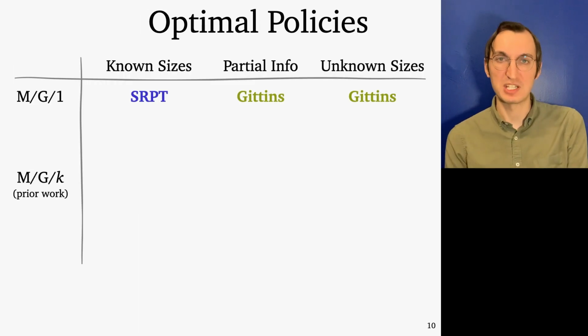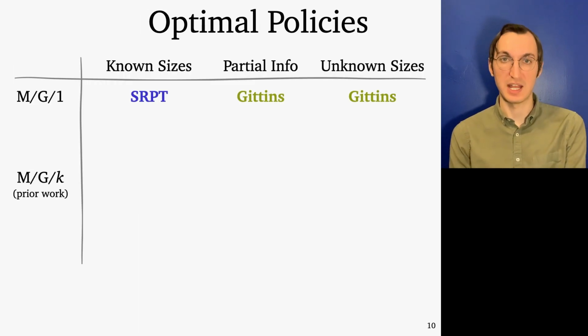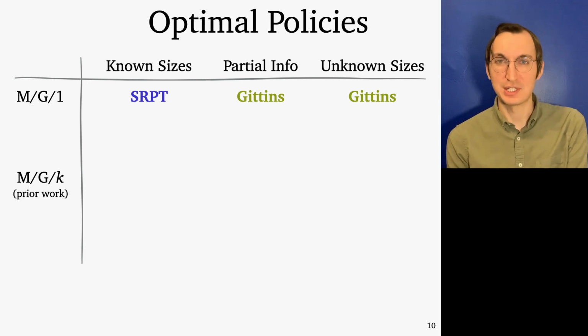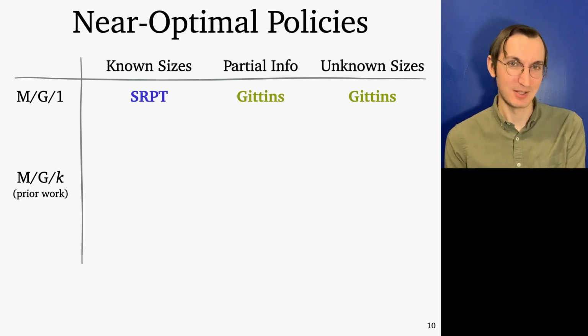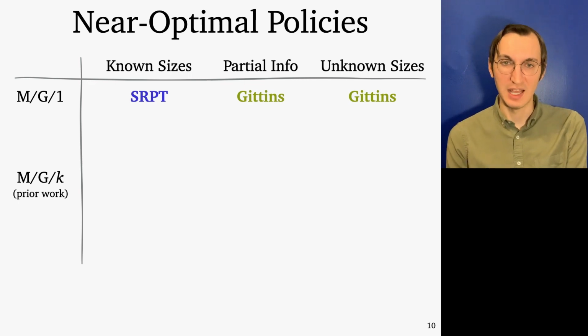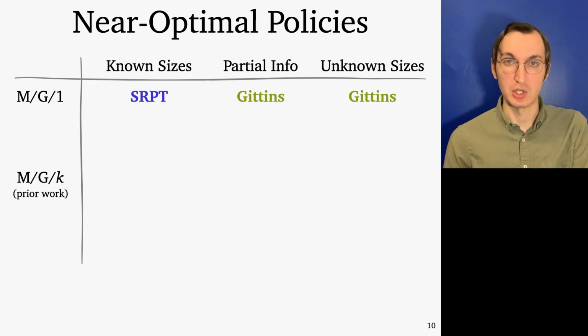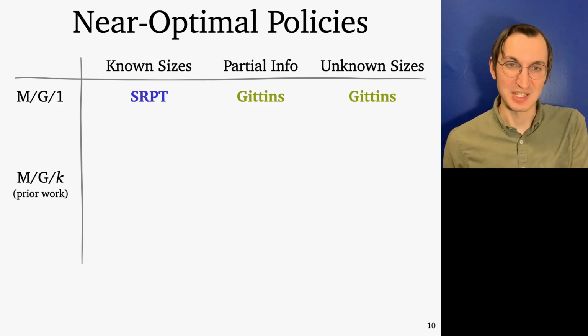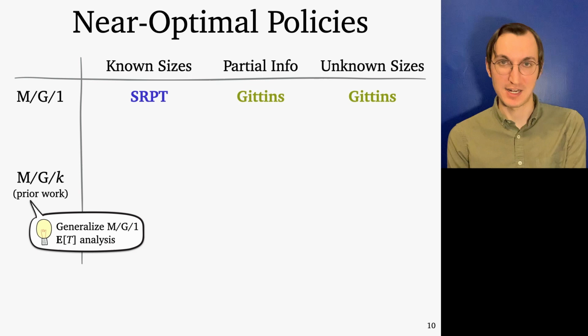So let's talk about what's been done in the past to answer this question. I've named this table originally optimal policies, but it turns out that when you talk about multi-server scheduling, optimal is intractable. So we're going to relax and start talking about near optimal policies. And the prior work that's been done on near optimal mean response time in the M/G/k, the name of the game is generalized M/G/1 strategies.